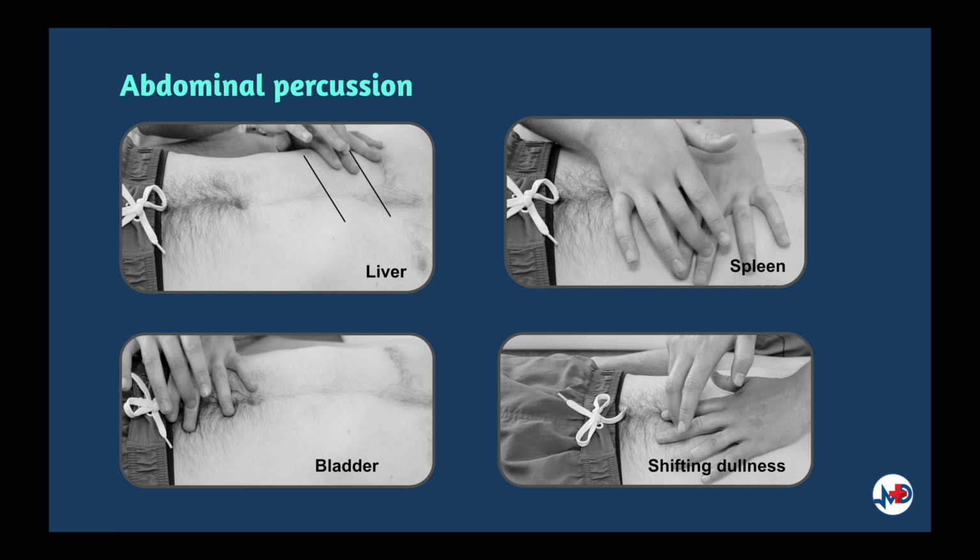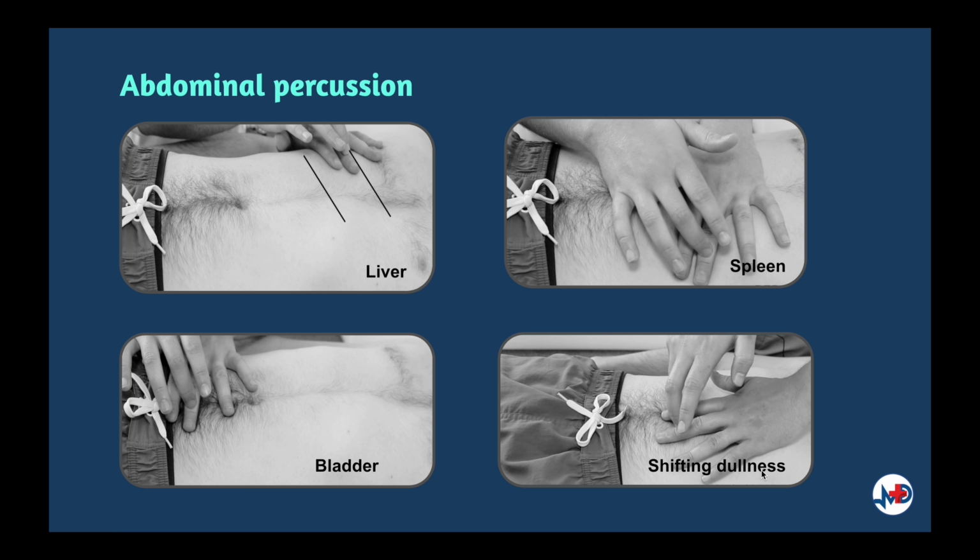And last but not least, assessing shifting dullness. This can be used to assess the presence of ascites. Percuss from the umbilical region to the patient's left flank. If dullness is noted, this may suggest presence of ascitic fluid in the flank.